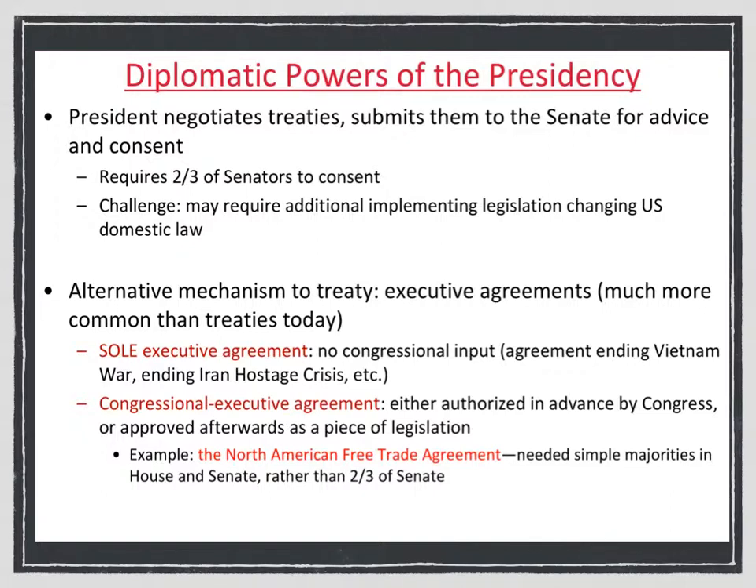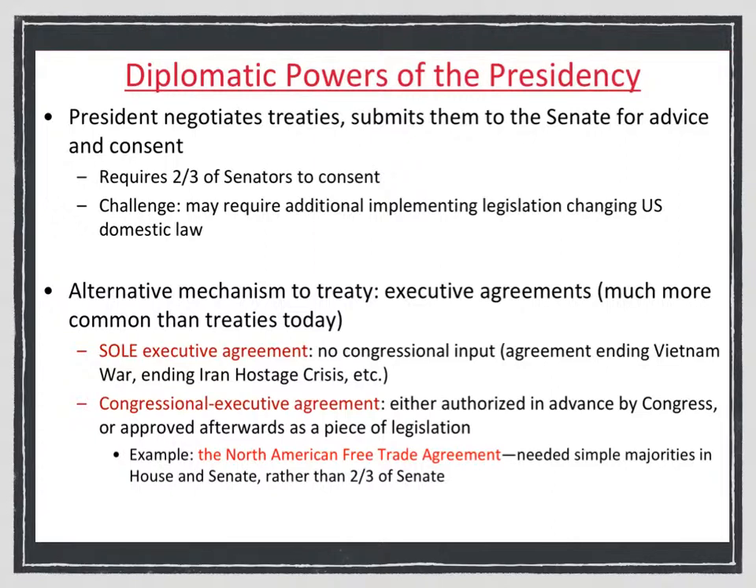One of the challenges, though, is that you may need the House of Representatives to get involved if you need additional domestic legislation to give the treaty effect in U.S. law. Actually, treaties are increasingly rare today. Presidents are more likely to resort to something called an executive agreement. And there's a few different types.